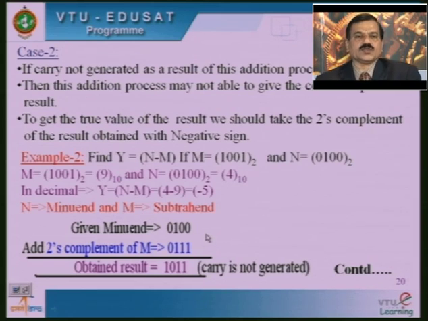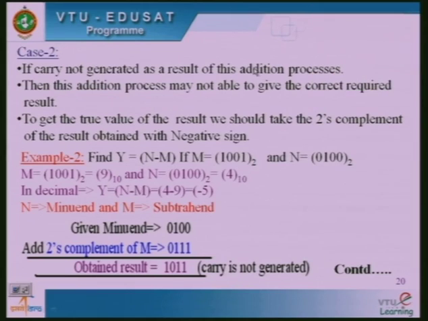The second case in 2's complement: if after the addition of minuend and 2's complement of subtrahend the carry is not generated as a result, then this addition process may not give the correct required result. To get the true value of the result, we should take the 2's complement of the result obtained with a negative sign. Example, y is equal to n minus m.